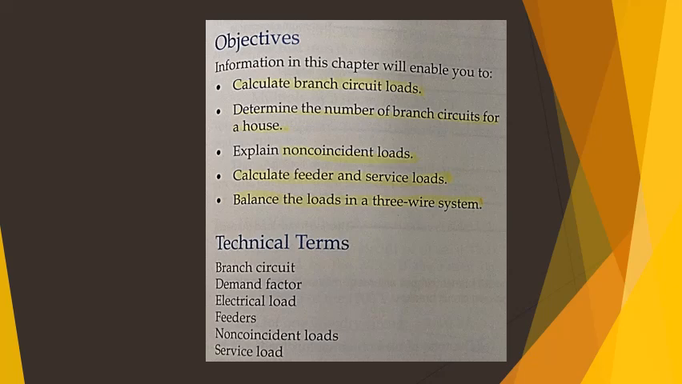The objectives for this chapter are to calculate branch circuit loads, determine the number of branch circuits for a house, explain non-coincident loads, calculate feeder and service loads, and balance the loads in a 3-wire system. Some of the technical terms encountered in this chapter are branch circuit, demand factor, electrical load, feeders, non-coincident loads, and service load.